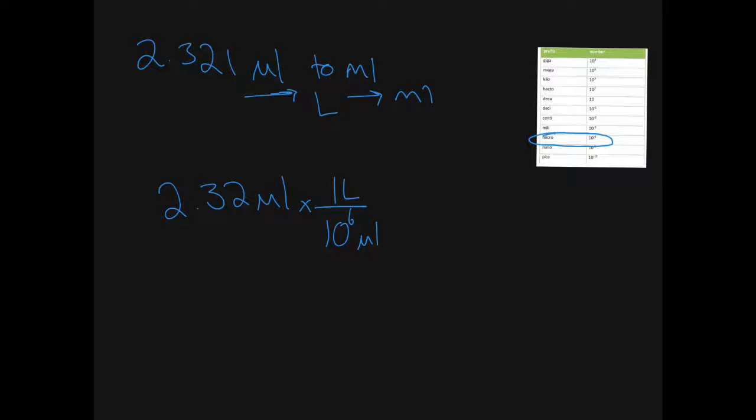microliters in 1 liter. And then we want our units to cancel out again, so we're going to put liters on the bottom and milliliters up here. And if we look up here, milli is 10 to the negative 3, or 10 to the 3 milliliters in 1 liter. I want to make sure our units cancel so that we're left with just milliliters. And if we put this in our calculator, we get 0.00232, and that's in milliliters.